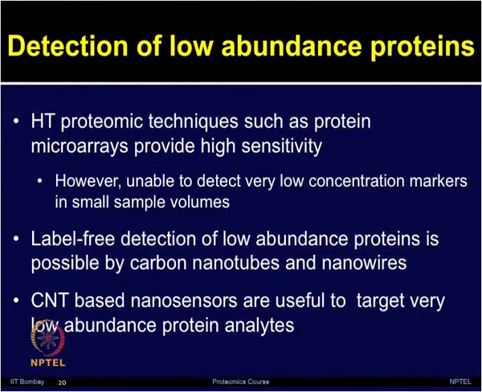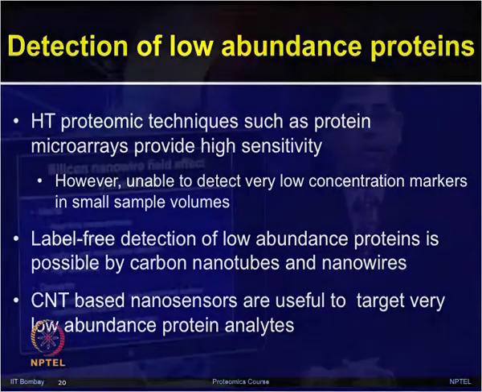So, carbon nanotube based nanosensors have shown their use and applications to target very low abundant protein analytes, and this is one of the major advantages of using these platforms.